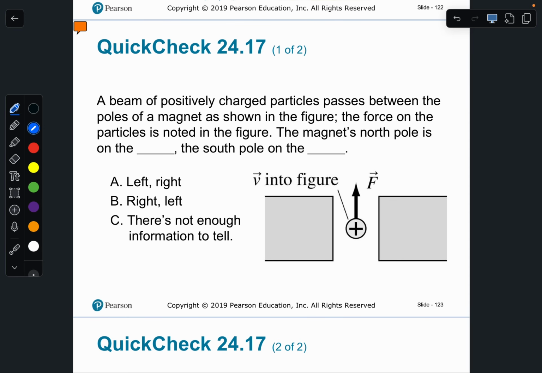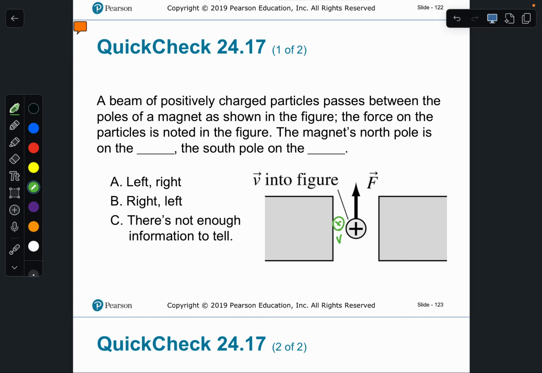So the question is, we have our charged particle, positive charge. We know the force direction, the force direction is up. We know that the particle is moving with the velocity into the figure. So the V direction is into the page, which is like an X, right? The question is, what's the direction of the magnetic field?